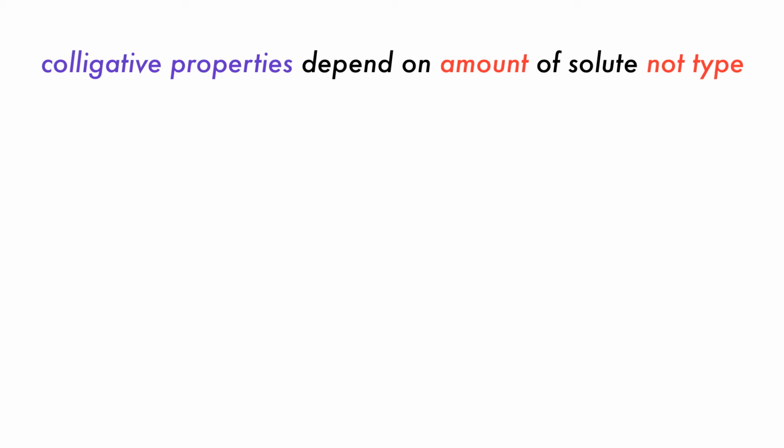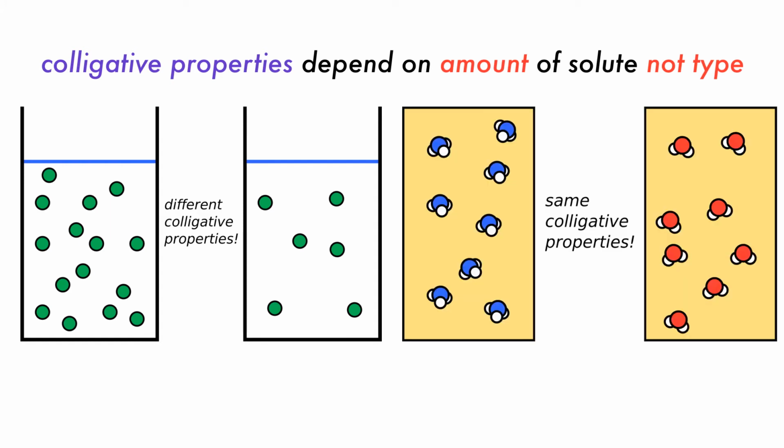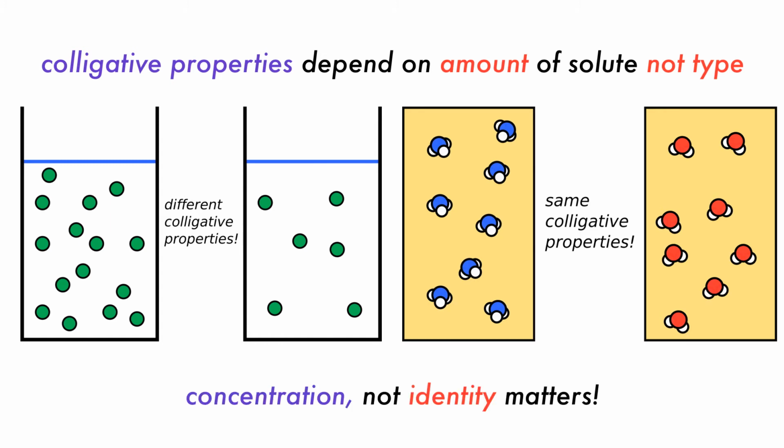Remember that colligative properties are based on the amount or number of solute particles and not on the properties or identities of the solute molecules. This means that these solutions will have different colligative properties because they have different concentrations. But if the solute molecules have the same concentration but are different molecules, their solutions will not have different colligative properties, because colligative properties depend on concentration and not identity.